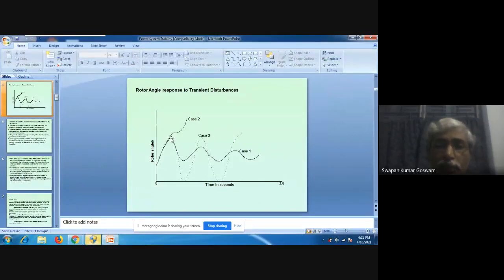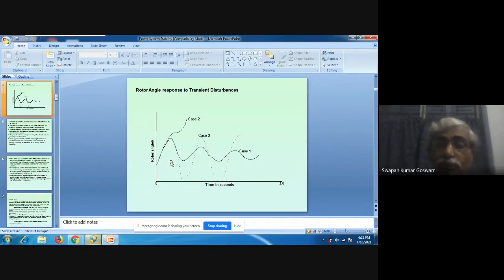The rotor angle will increase and then decrease, and gradually it will oscillate with lower and lower peaks. The initial peak is highest, then there are smaller peaks, gradually smaller and smaller. That means the oscillations are dying down. Okay, so this will indicate that the system is becoming stable.